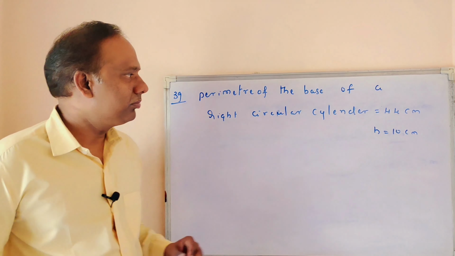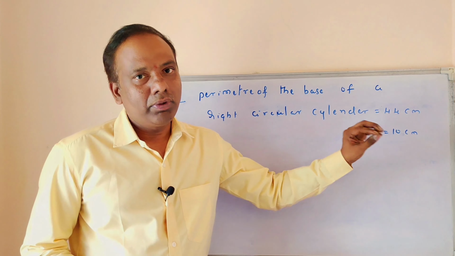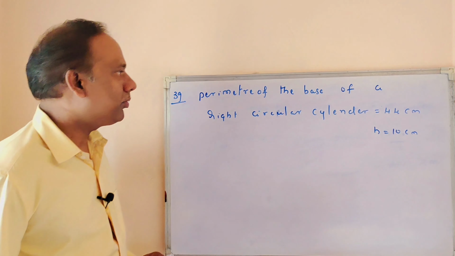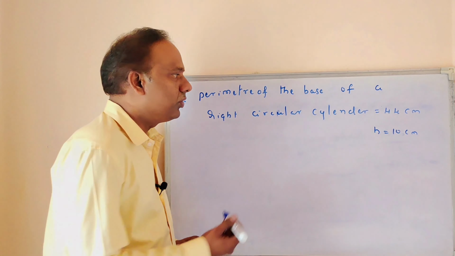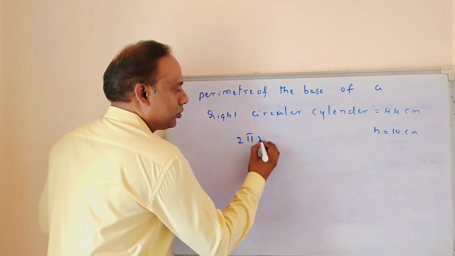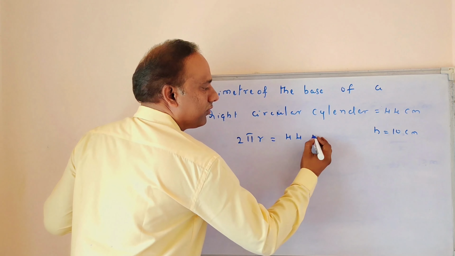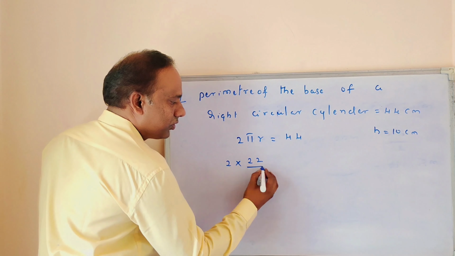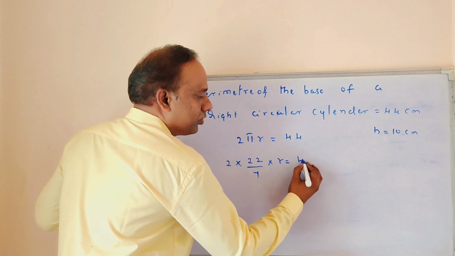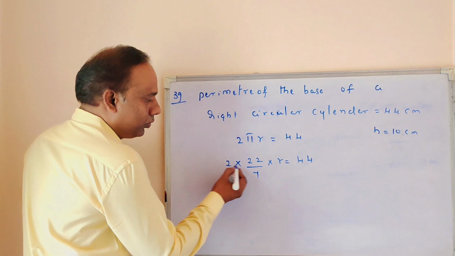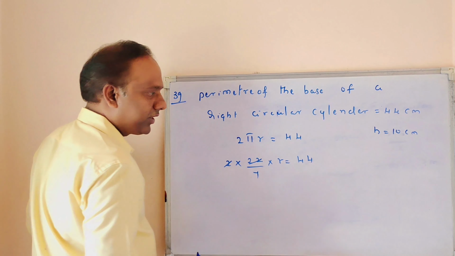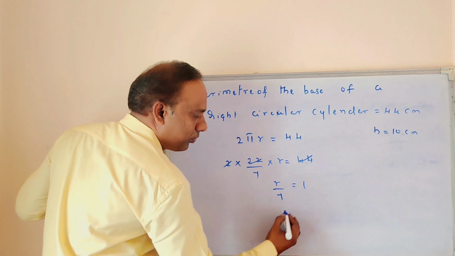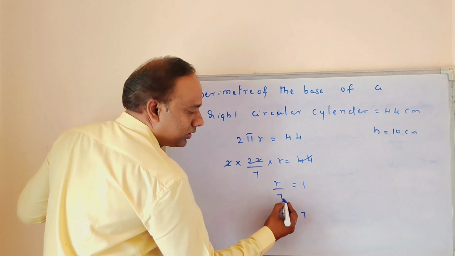For finding the volume, they already given the height, but we don't know the radius. So first we calculate the radius. Here the perimeter of the base of a right circular cylinder, the formula is 2 pi r, is equal to 44. So 2 into pi value, 22 by 7, into r is equal to 44. Here 2 into 22 is 44 and this 44 is cancelled. So r by 7 is equal to 1. So r is equal to 7 into 1, which is 7.